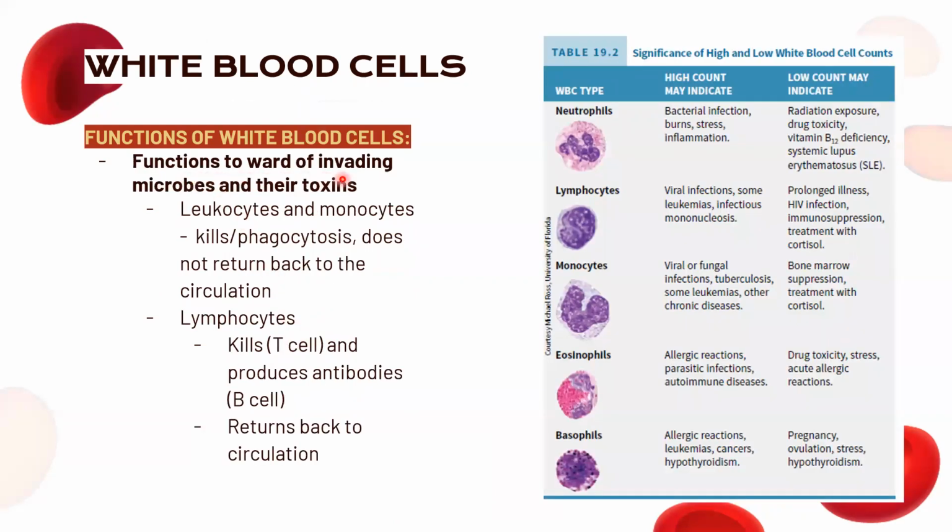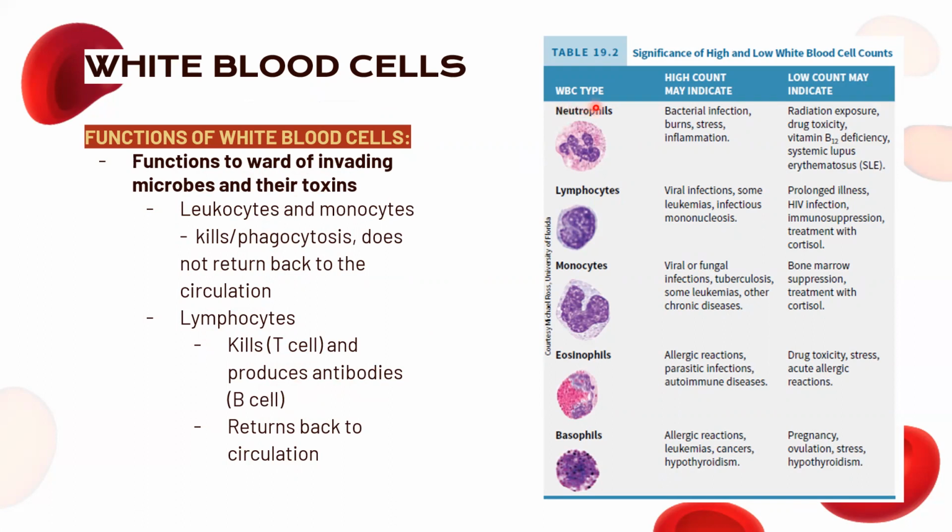They function to ward off invading microbes and their toxins, as protection, as soldiers of the body. Neutrophils and monocytes kill by phagocytosis and do not return back to the circulation. While your lymphocytes, either T or B, return back to circulation. The T cells kill, and your B cells produce antibodies for protection.